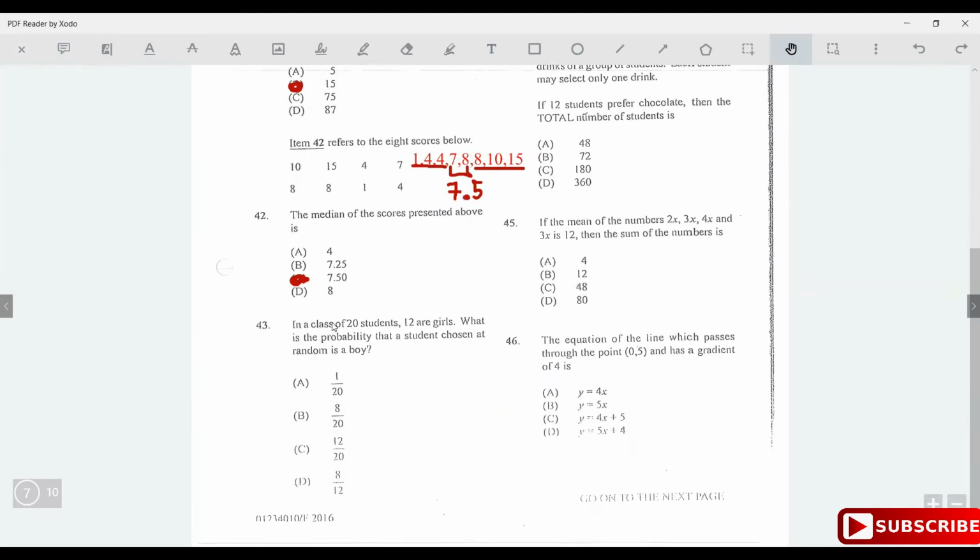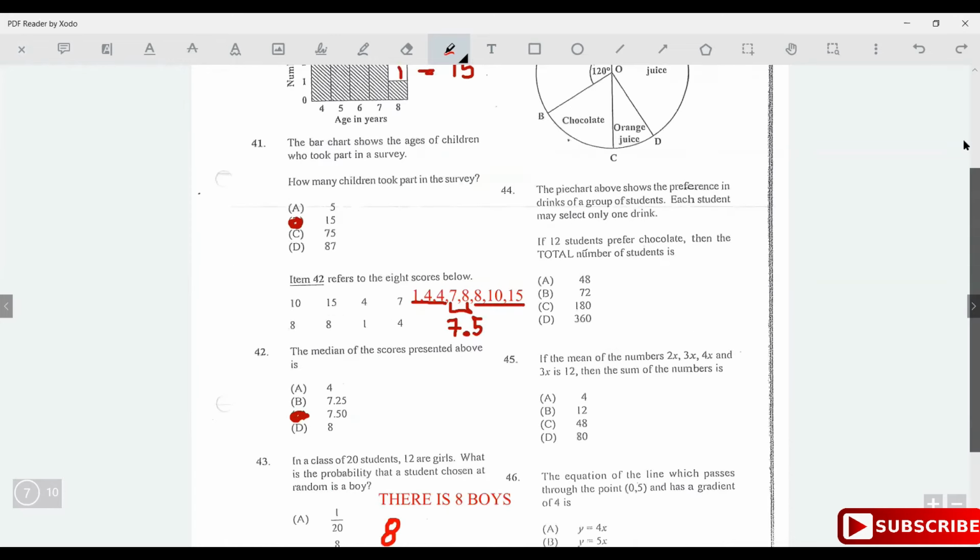Question 43. In a class of 20 students, there are 12 girls. What is the probability that you choose a boy? Now, if there are 12 girls, then that means there are 8 boys. And if there are 8 boys, then the probability of choosing a boy is 8 boys divided by the total number of students in the class, which is 20. So it's 8 over 20. Nice and easy.